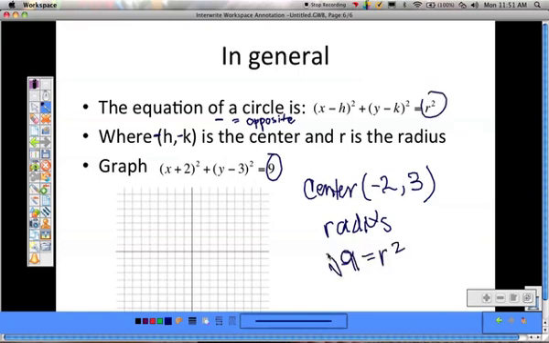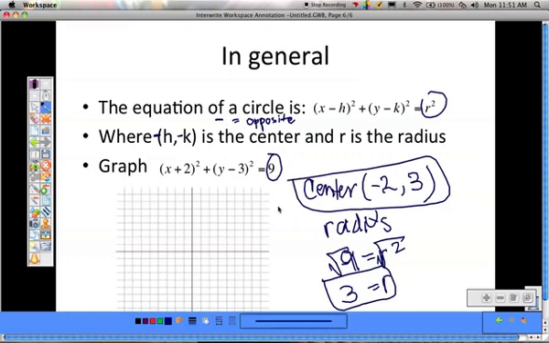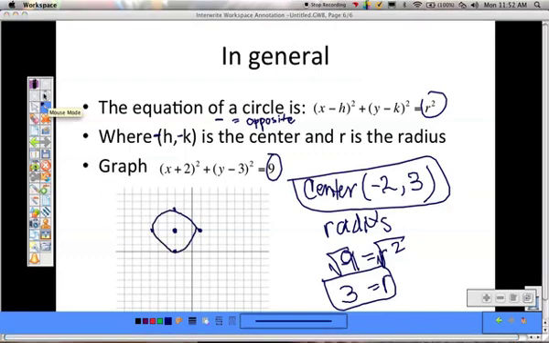So we have to take the square root, and here we say the radius is 3. Okay, so then to graph it, you have to know where to find the center, negative 2, 3. And the radius is 3, just means go up 3, over 3, down 3, and over 3. And then you can draw your circle from those points, which hopefully looks better than my circle.